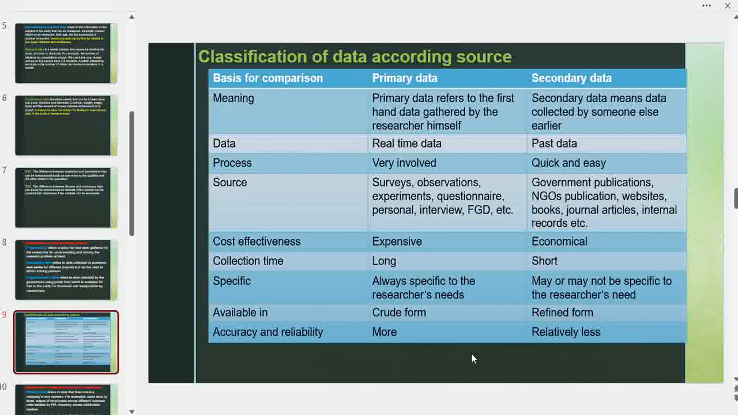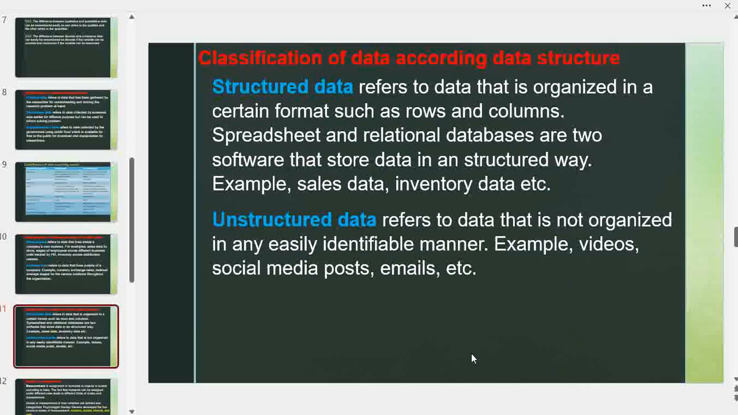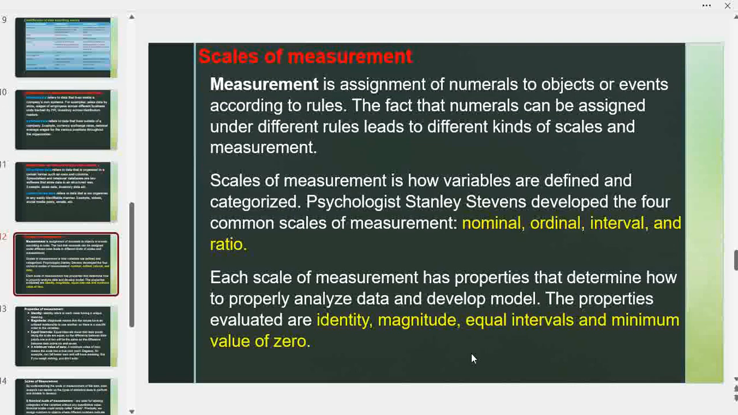All right, these are the examples that we have given there and the definition that I've already talked about. Now allow me to talk of the scale of measurement. Very important while you are dealing with your data. Measurement is assignment of numbers to objects or events according to a rule. So every measurement has some rules. The fact that numerals can be assigned under different rules leads to different kinds of scale of measurement.